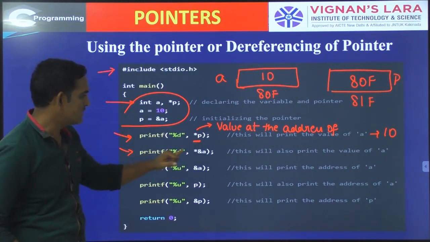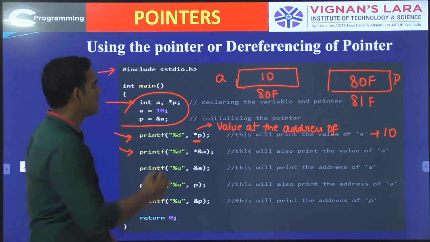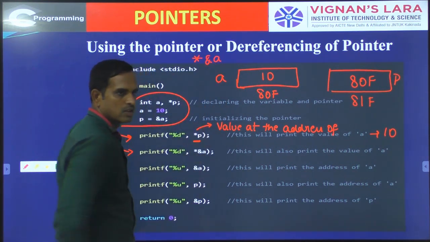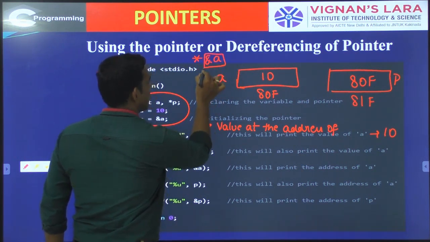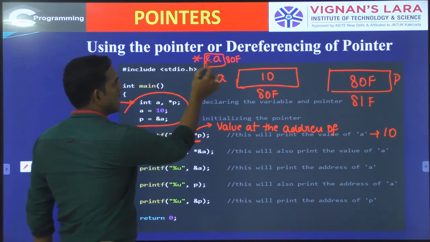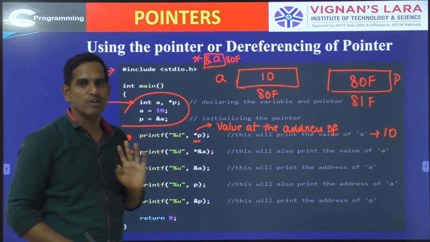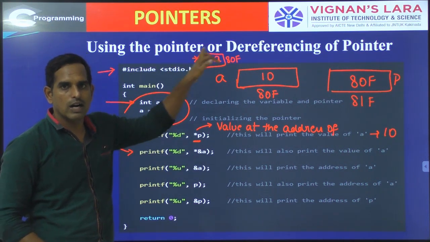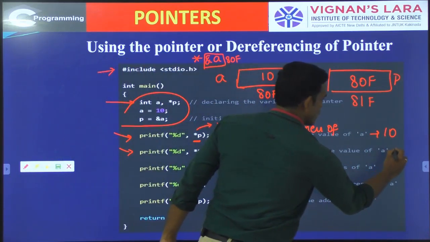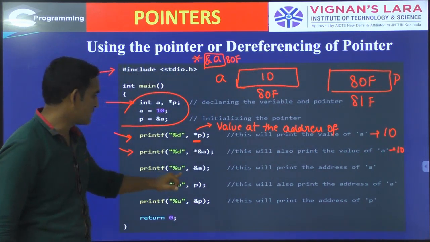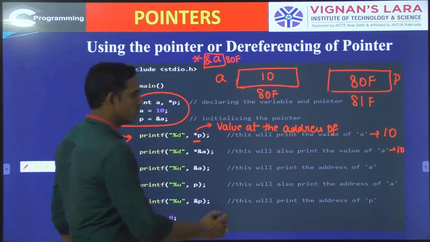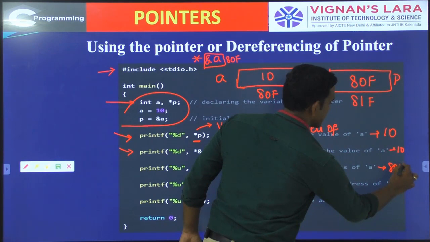The second statement is star, address of A. First, what is the address of A? The address of A is 80F. So star 80F means value at the address of 80F. What is the value at the address of 80F? 10. So this statement also will print 10. The third statement is percentage U, address of A. What is the address of A? 80F. This will print the address, that is 80F.